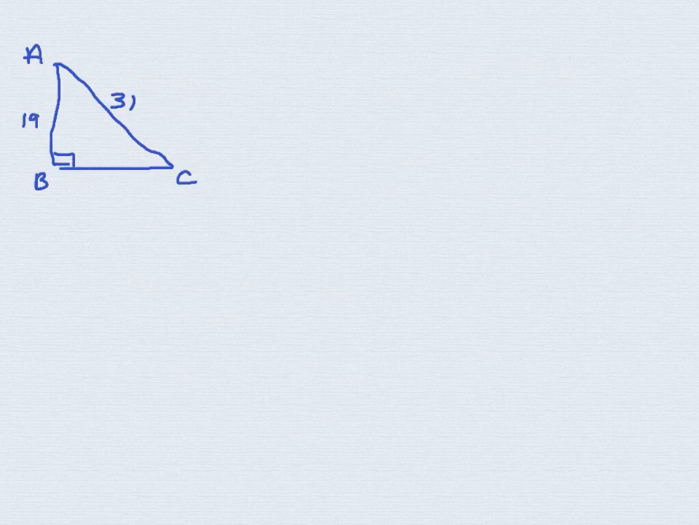Example 3. This example is important because this time we are given two sides and no acute angles. Pick a place to start. I'm going to pick angle C. And once I know that I'm going to find angle C, I'm going to label my sides. 19 is the opposite of C, and 31 is, of course, the hypotenuse.